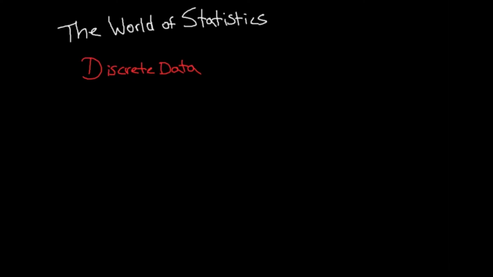So there's discrete data, and the other type of data that we typically run into is called continuous data. So we have discrete data and we have continuous data. Let's first look at discrete data.